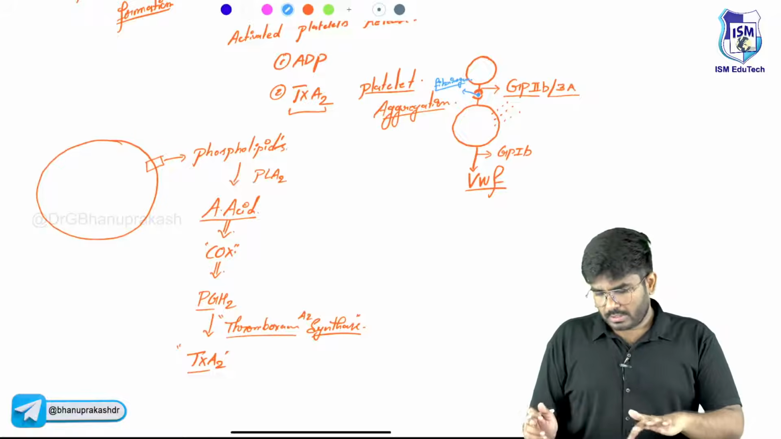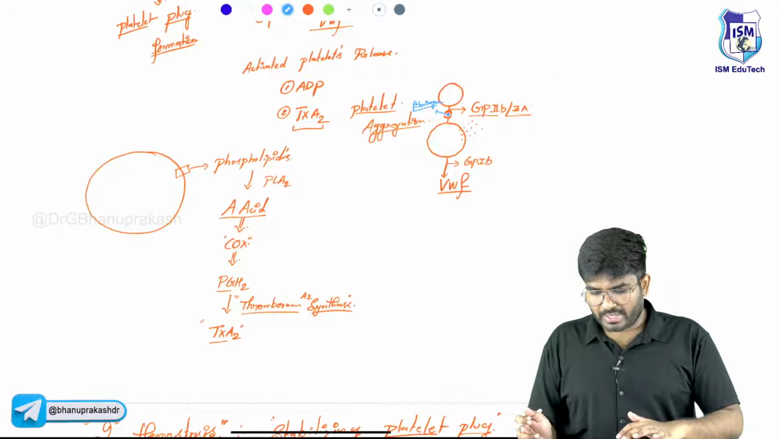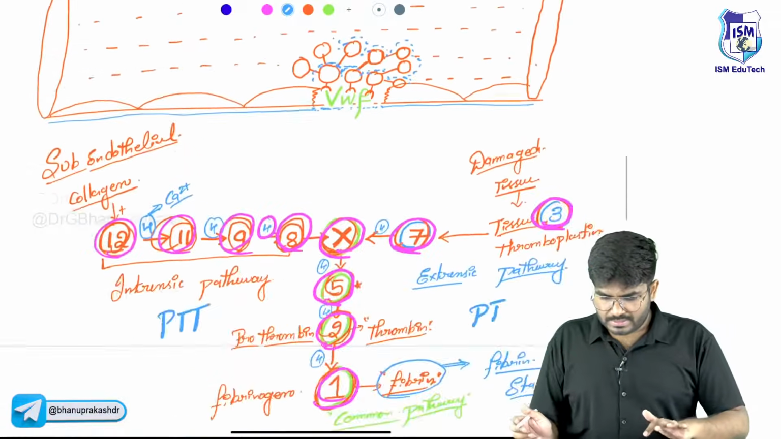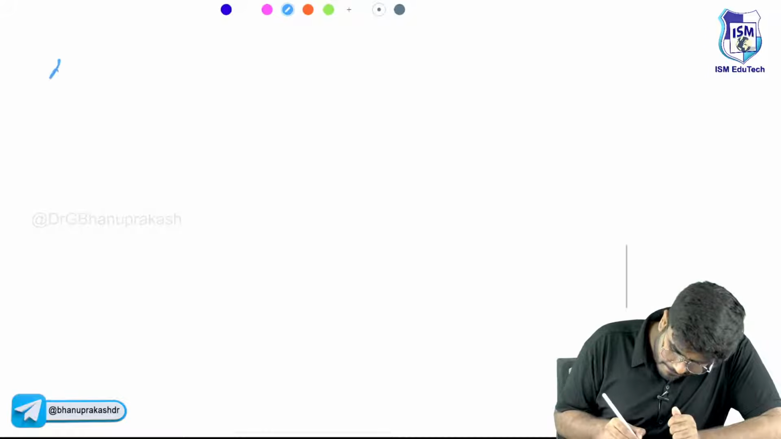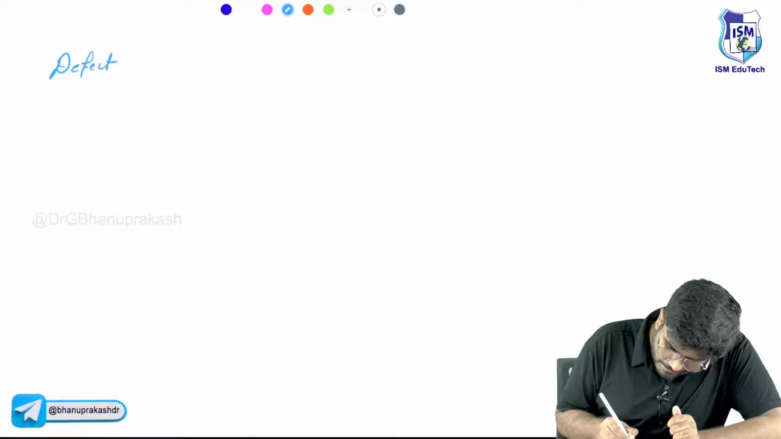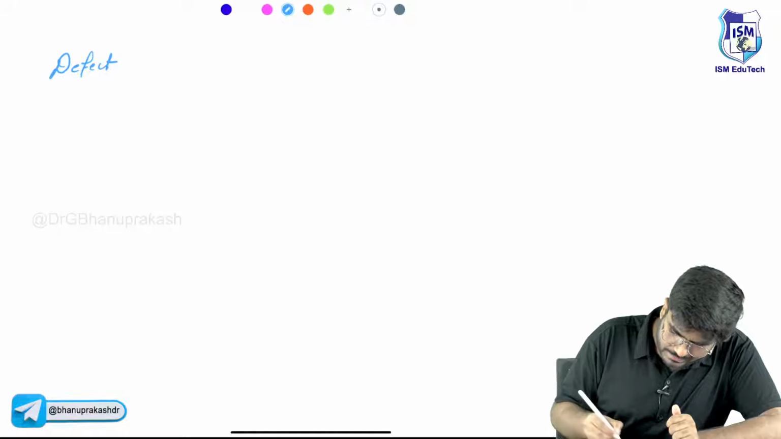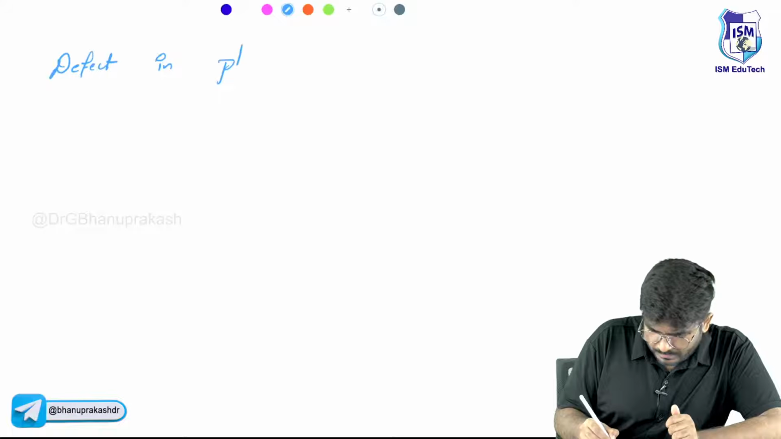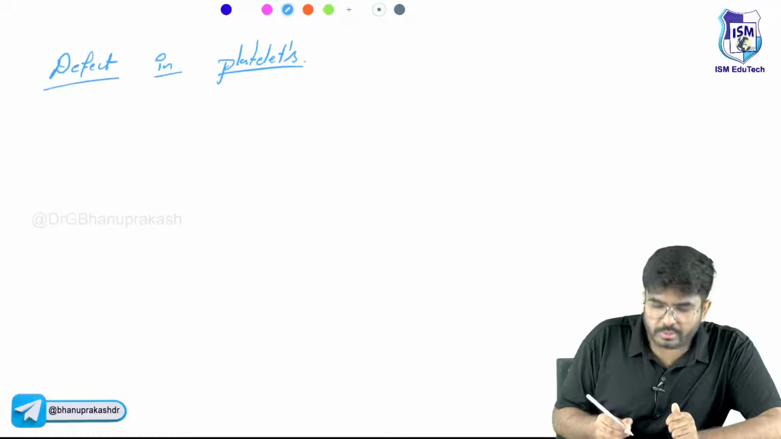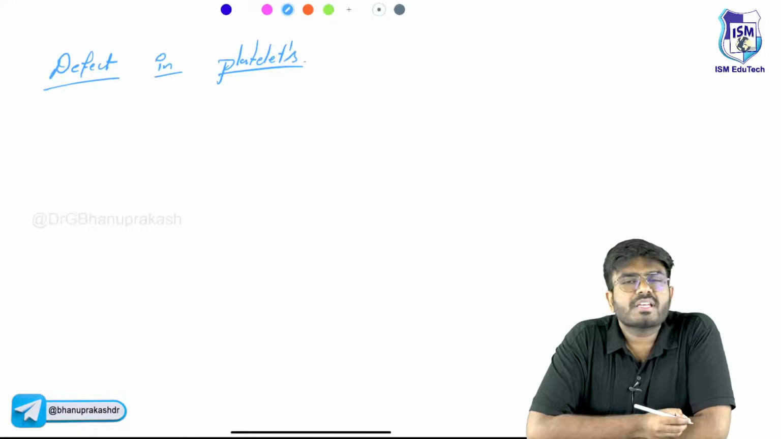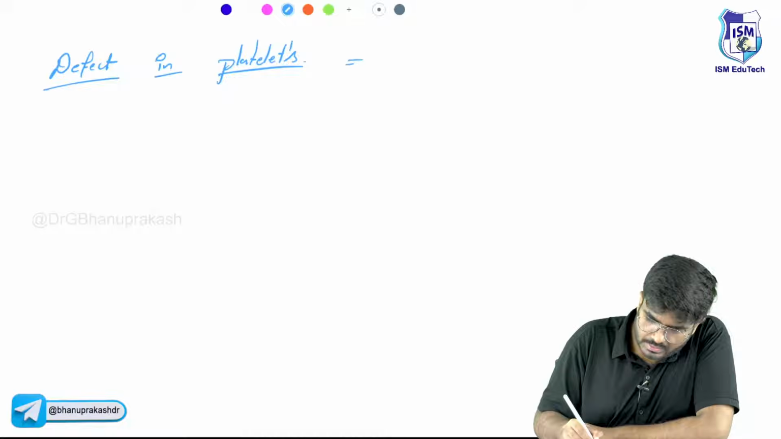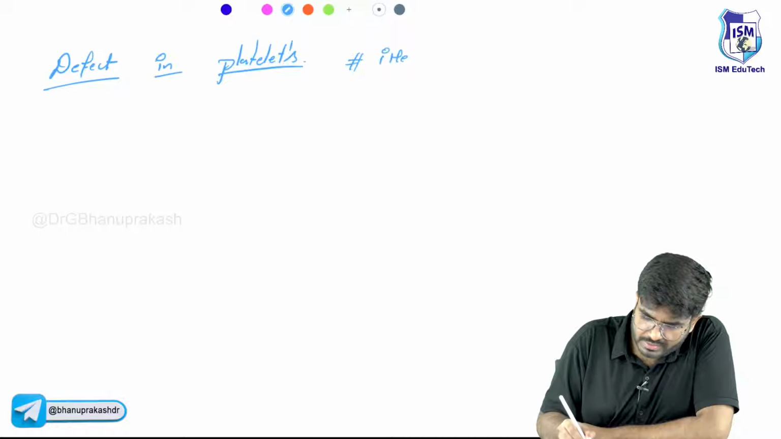Now the first thing I want to put into your mind is, if there is a defect in platelets, tell me what's going to be affected? Is primary hemostasis affected or secondary hemostasis affected? So primary hemostasis is affected.